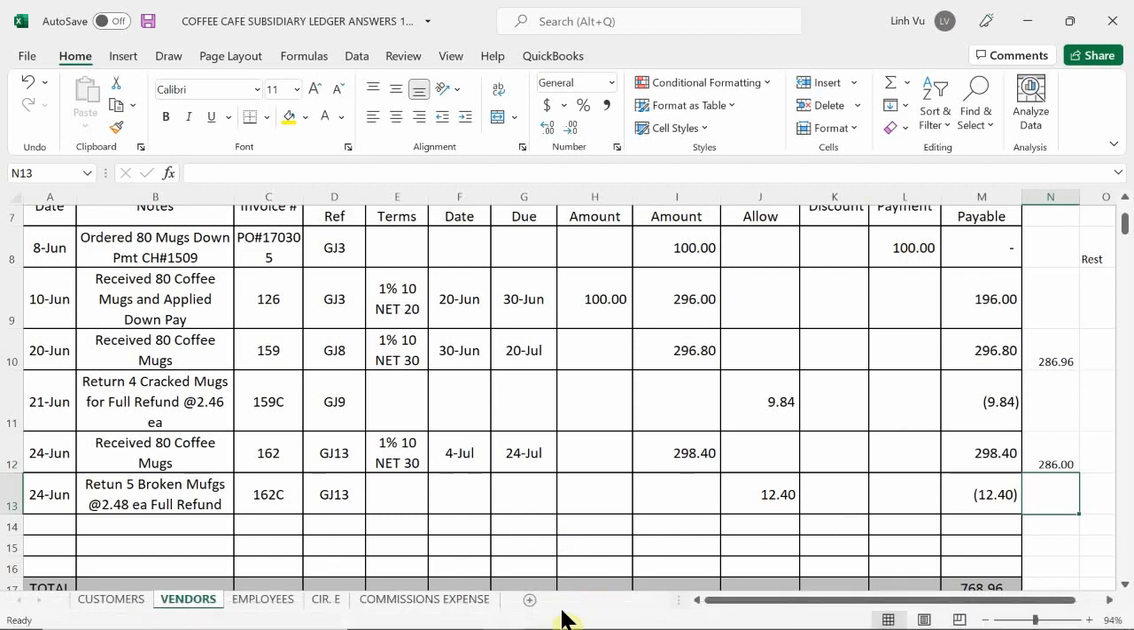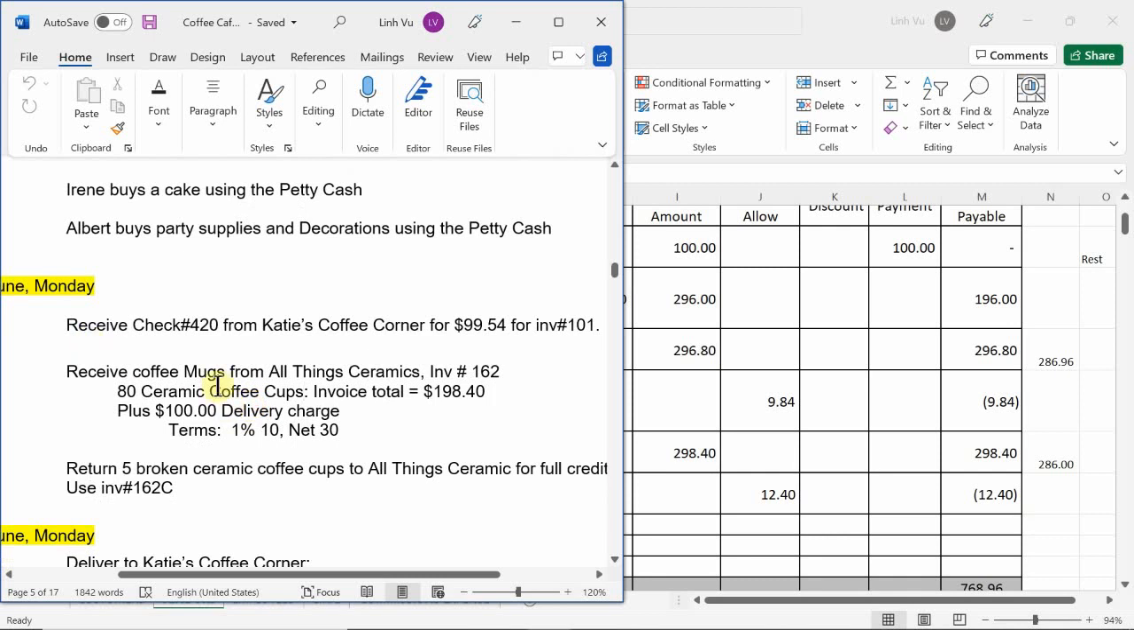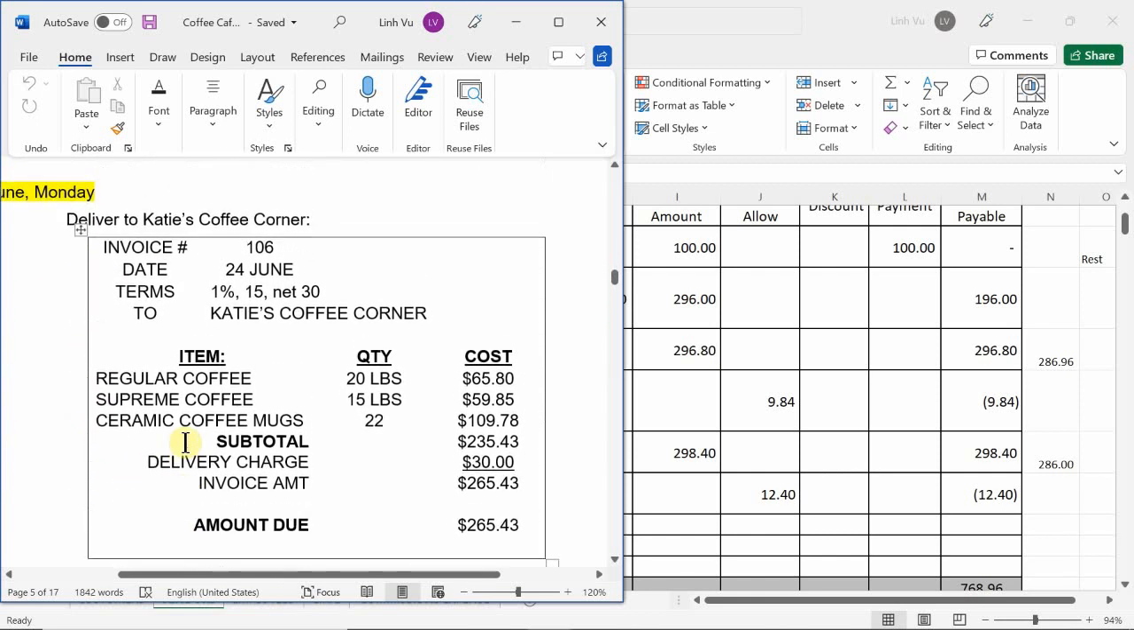So now that we have our coffee, we did our journal, we did everything, we returned and we edited our subsidiary ledger. So let's see what the time is. Let's do one more last transaction and then we'll call it a day, okay? So the last transaction we have here is delivering to Katie's Coffee Corner. This is what she ordered from us, and today we're delivering it to her.